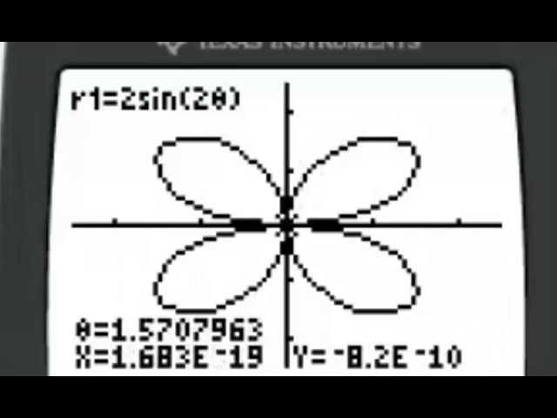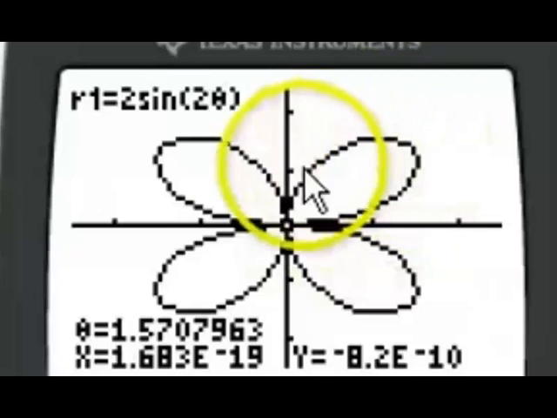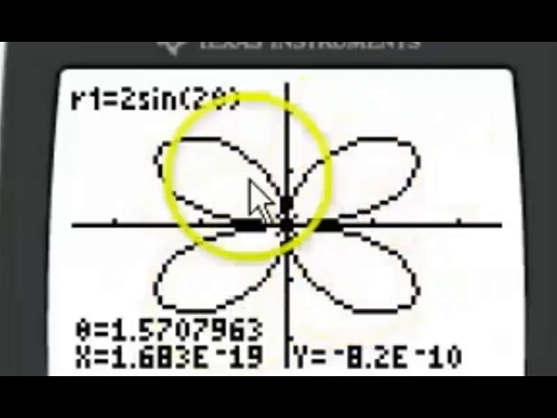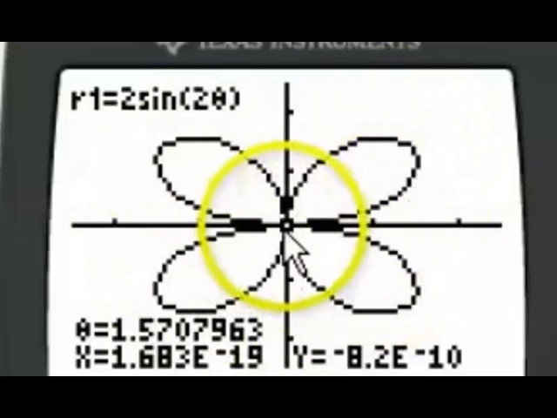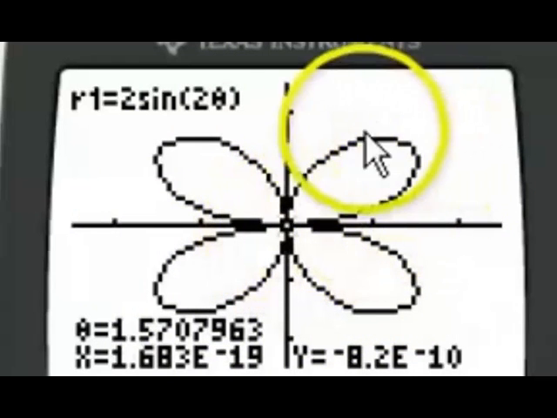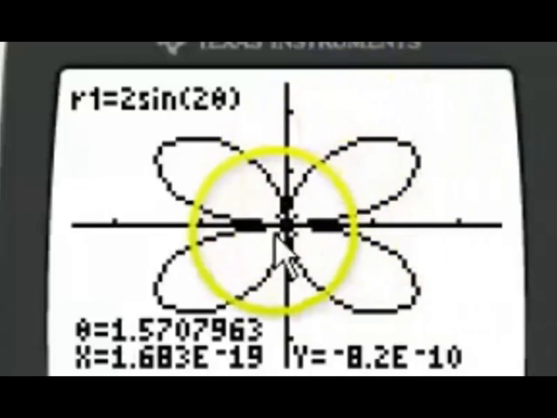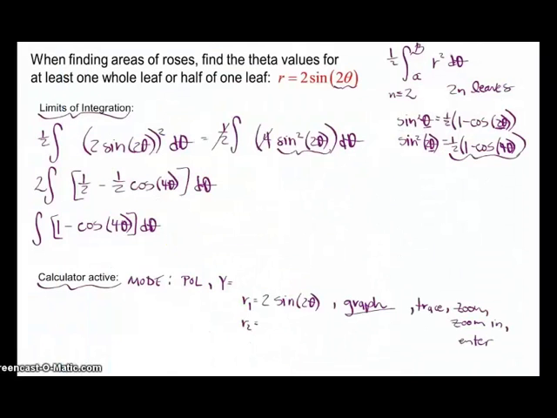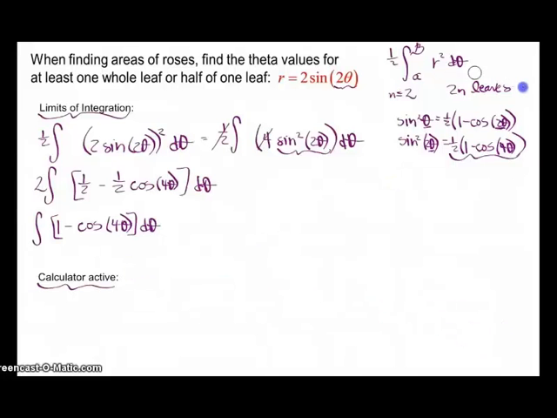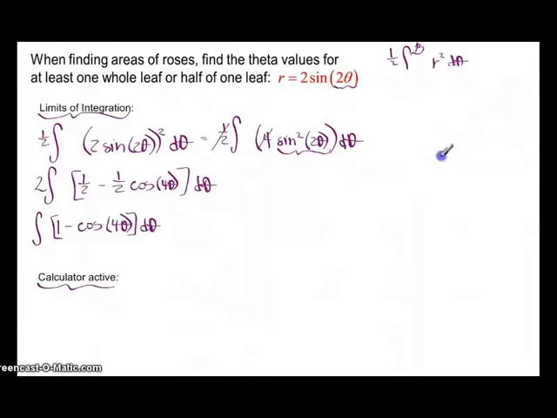Since all the leaves of a rose are identical, basically what we want is the area of one leaf, and then we can multiply that area by 4, and that would give us the area of the entire region. So what we need to do is figure out what our limits of integration are for one leaf. Hopefully you can follow along with that. Let me get rid of some of this mess here and give us some more space.